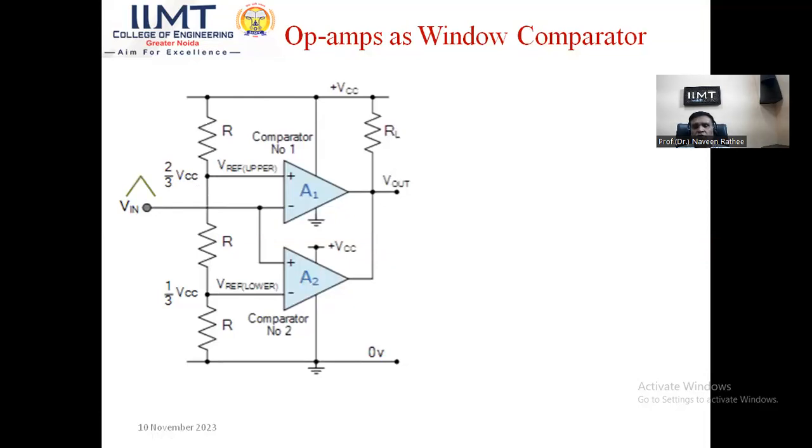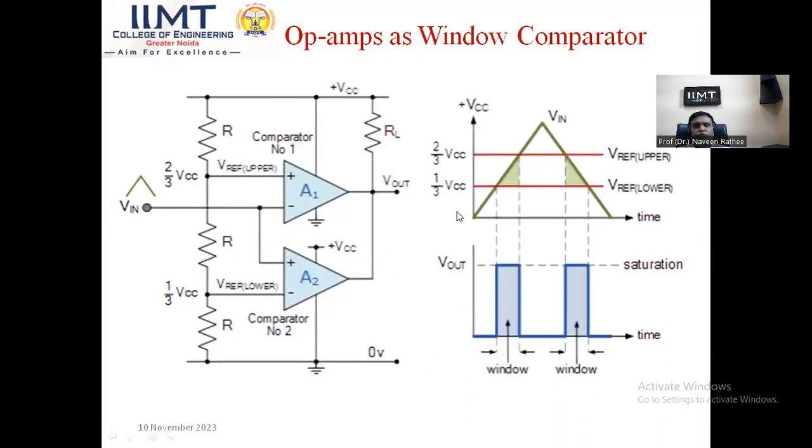So let me show you with the waveforms also. So this is the triangular waveform which we are giving over here. Maximum limit is VCC, 0 to 1/3 VCC, 1/3 VCC to 2/3 VCC, and from 2/3 to VCC. This is the maximum which here we are giving as the input. So now you can see it from here. 1/3 of VCC, with op-amp A2, is used as a lower threshold value, and 2/3 of VCC is used as an upper threshold value.